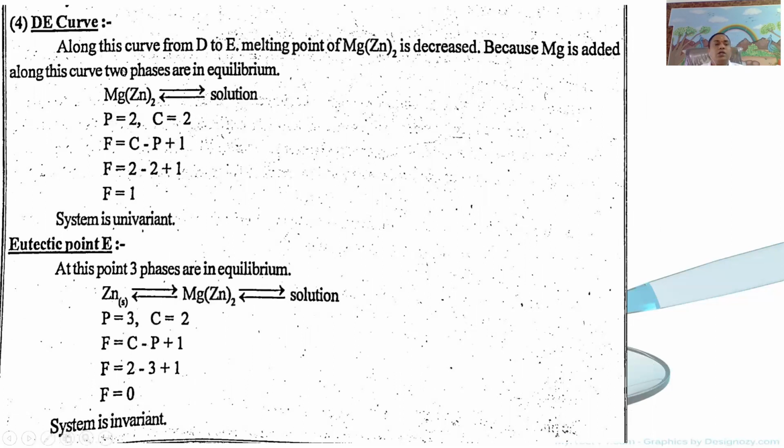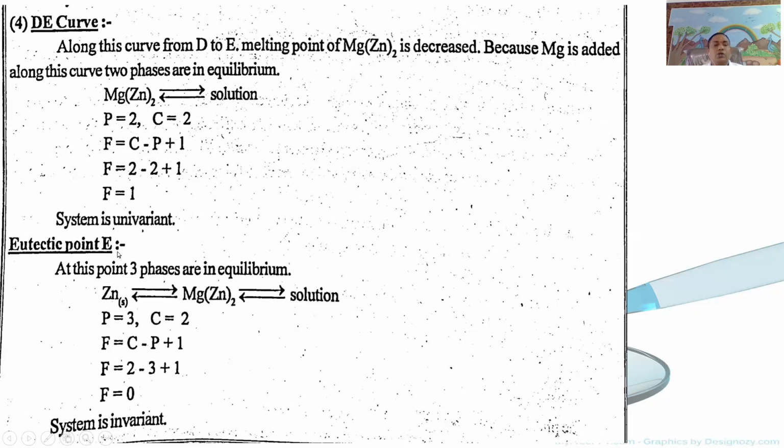Next, the DE curve. Along this curve, D to E, the melting point of the magnesium zinc compound decreases because magnesium is added along this curve. Two phases are in equilibrium: the magnesium zinc compound in equilibrium with the molten solution. Here P equals 2, C equals 2, F equals C minus P plus 1, so F equals 2 minus 2 plus 1, F equals 1. The system is univariant.